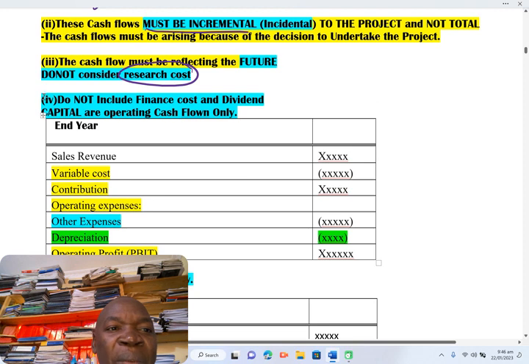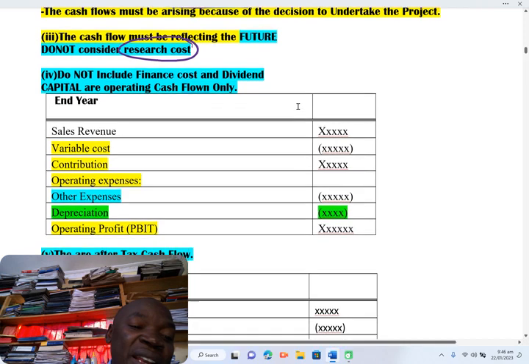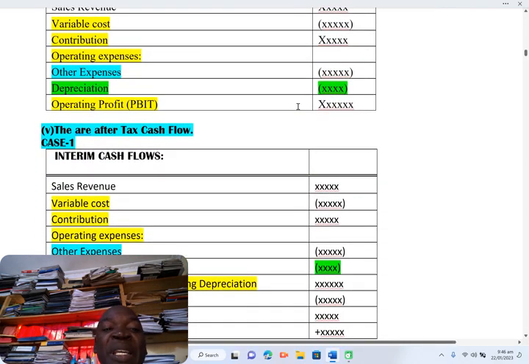Now, also, do not include finance cost and dividend. So you see, in operating the project, we don't include finance cost. So the cash flows are operating cash flows. Don't include the dividend and finance cost. Number five, the cash flow must be after-tax cash flow, meaning that you have to pay tax, and that's why a component of depreciation must be considered here.